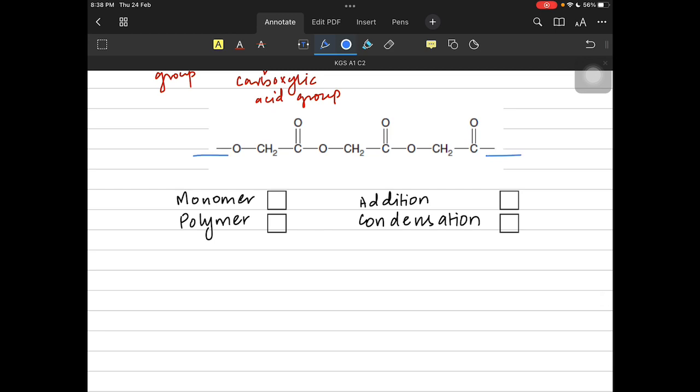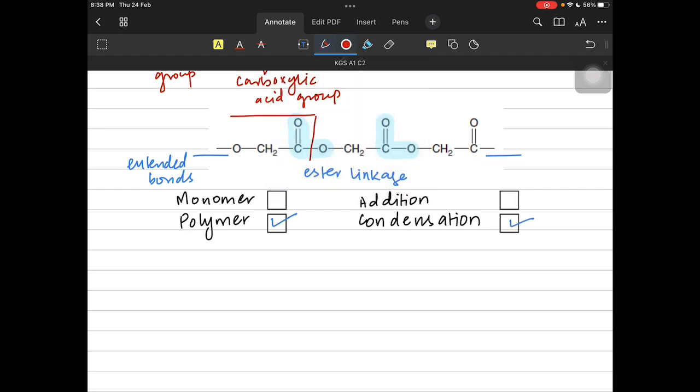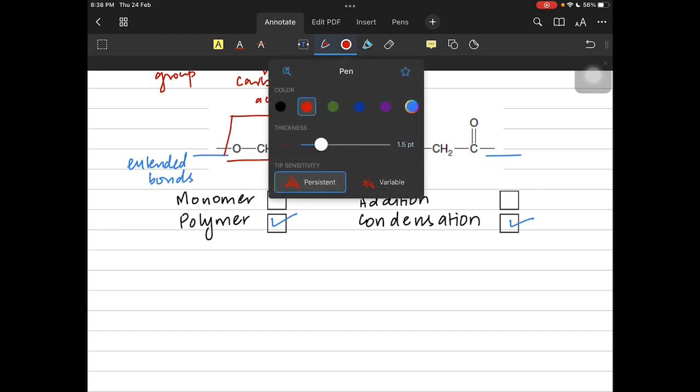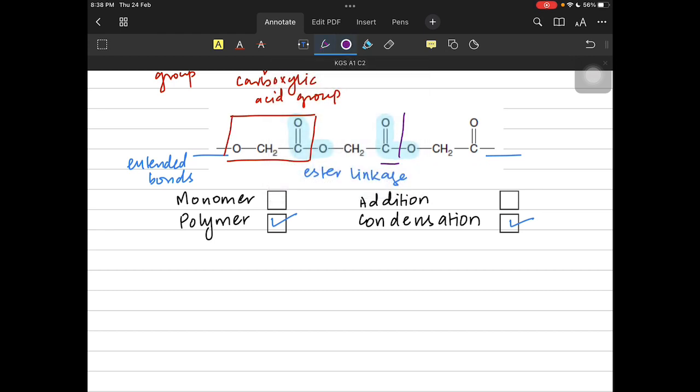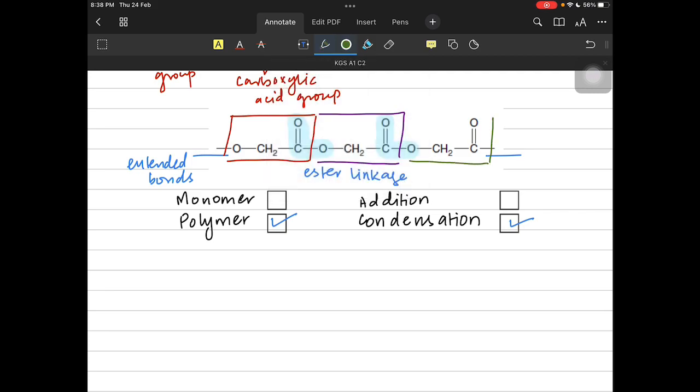Let's try this one. This again seems a polymer because it again has the extended bonds coming out from both sides. Now which monomer is it? We have to notice that there's ester linkage, so it's kind of a condensation polymer because it's got ester linkage in the backbone. Now when we look about the monomers, we have got to break the ester linkage. So the carbon and the oxygen of the ester should be separated. And every time I do that, I can see what the monomer should look like.